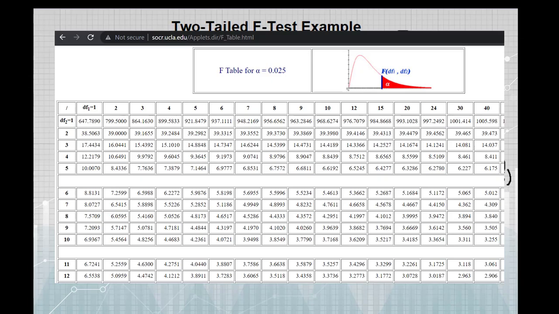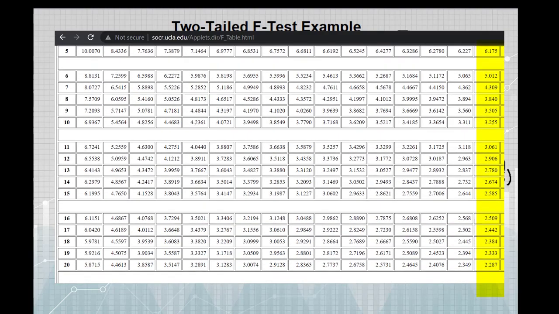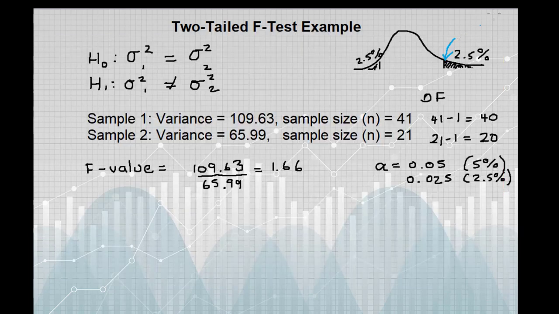There are several F tables, so make sure that you're looking at the one for an alpha level of 0.025. I had 40 degrees of freedom in the numerator, and I want 20 degrees of freedom in the denominator. That's this row. So the final step is to compare the calculated value from step 1 up here, 1.66, to the value I found in the table.